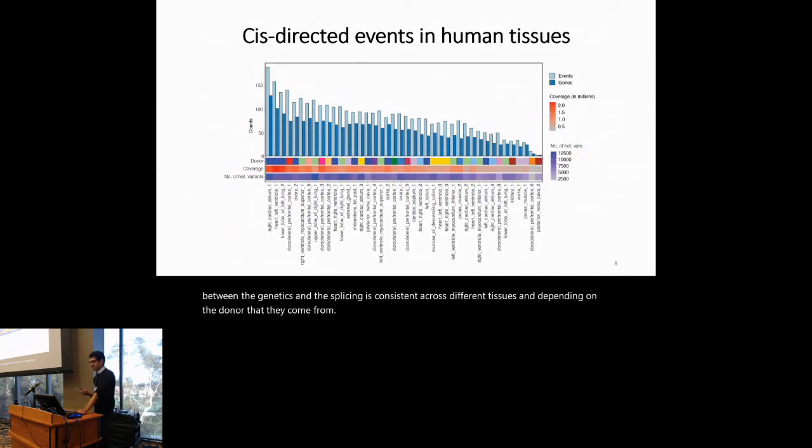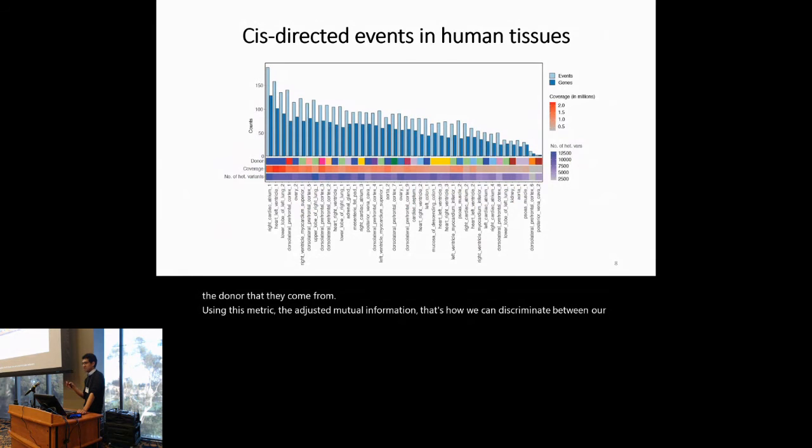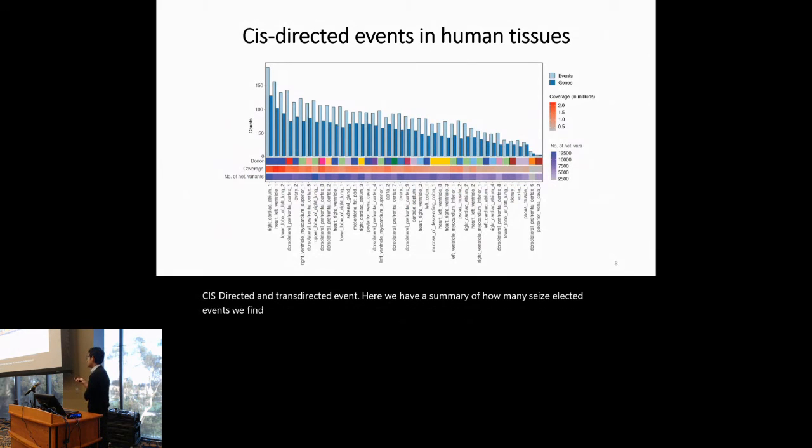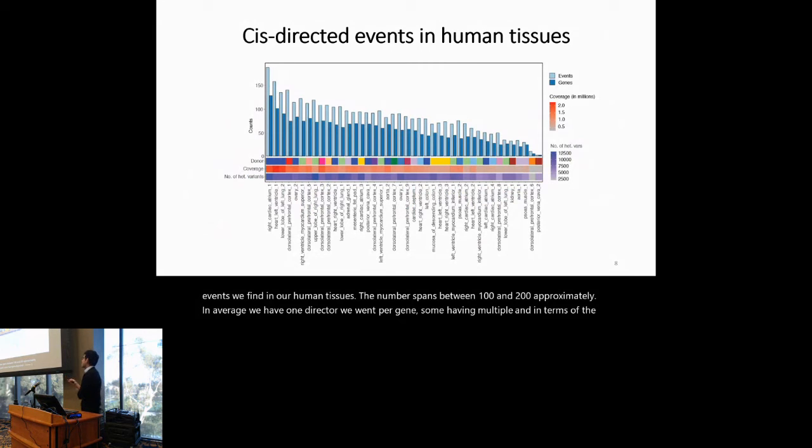Using this metric, the adjusted mutual information, is how we can discriminate between our cis-directed and trans-directed events. Here we have a summary of how many cis-directed events we find in our human tissues. The number spans between 100 and 200 approximately. On average, we have 1 cis-directed event per gene, some having multiple. In terms of the technical specifications, it tends to depend highly on the coverage of the sample and the number of testable heterozygous variants that we find.